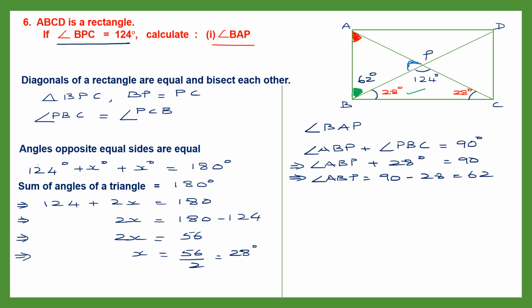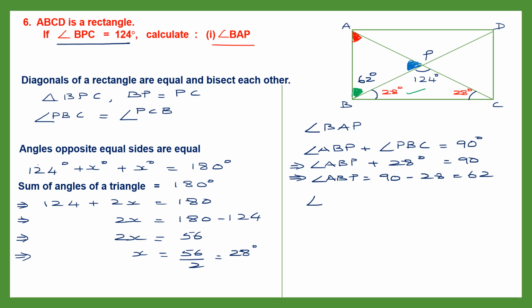Okay, so we're only looking at this triangle inside here. That is the triangle with the vertices A, B and P. So we found out this part of B is 62. Now here we have to find this, that is angle P or APB. So now let's find that.